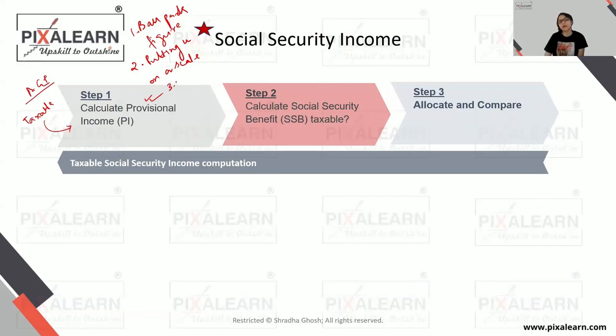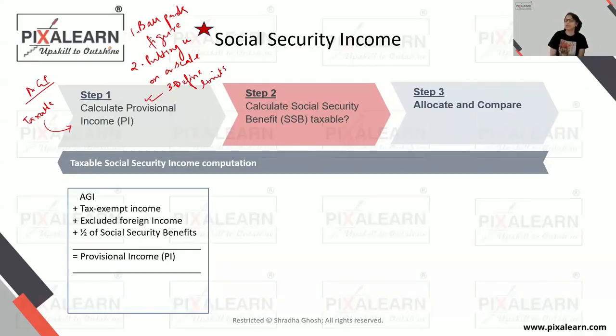And then we're going to define limits for you. We would say, okay, it should not be more than this, it should not be less than this, and so on. So there are 3 steps. So how do you calculate your provisional income?